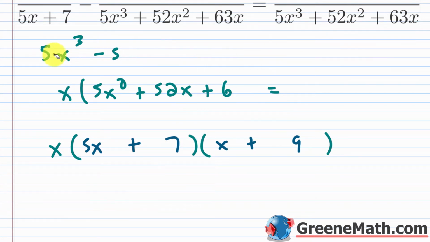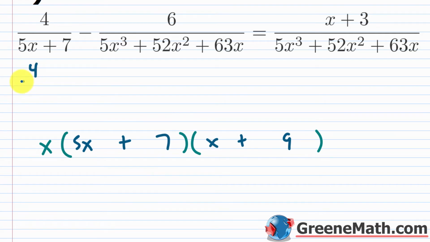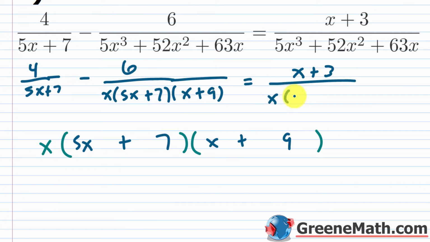Let me erase everything. I'm going to have to write this really small to fit everything on the screen. 4 over 5x plus 7, and then minus 6 over this guy right here, so x times the quantity 5x plus 7 times the quantity x plus 9. And then we'll say this is equal to x plus 3 over x times the quantity 5x plus 7, and then times the quantity x plus 9.